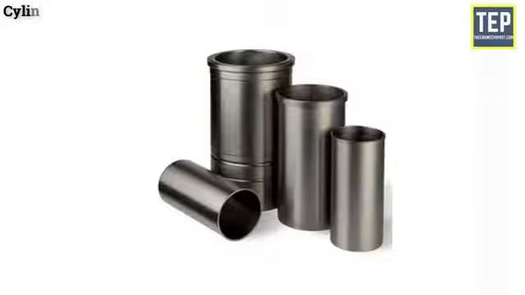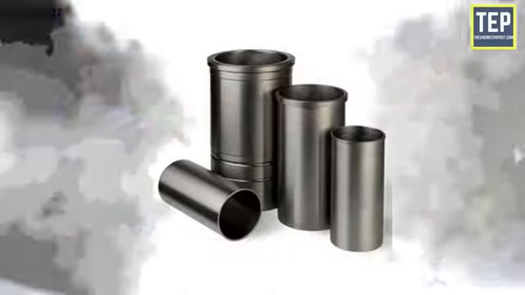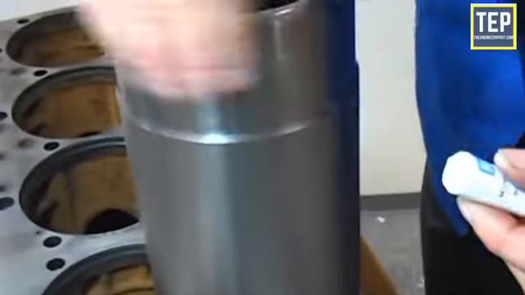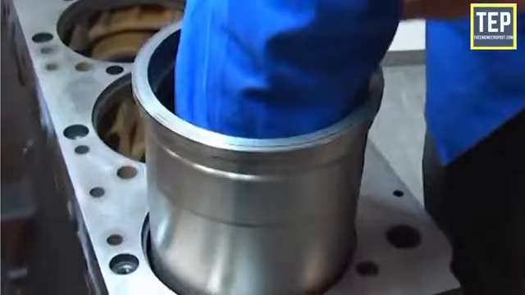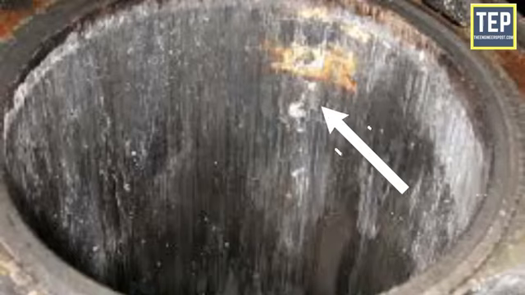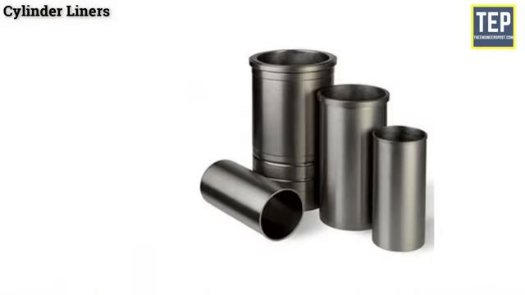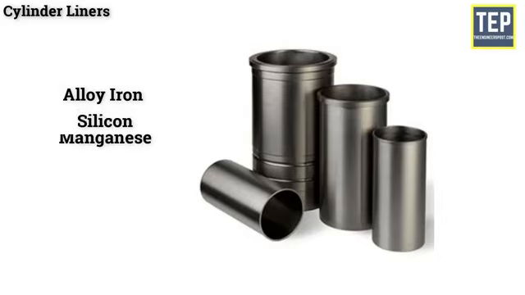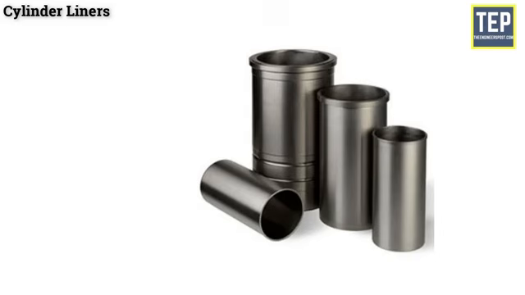Cylinder liners. The cylindrical shape liners are used to avoid the cylinder wear. It is one of the most important functional parts that make up the interior of an engine. Cylinder liners can be replaced after they are worn out. These are made of special alloy iron, containing silicon, manganese, nickel, and chromium. Usually these are cast centrifugally.